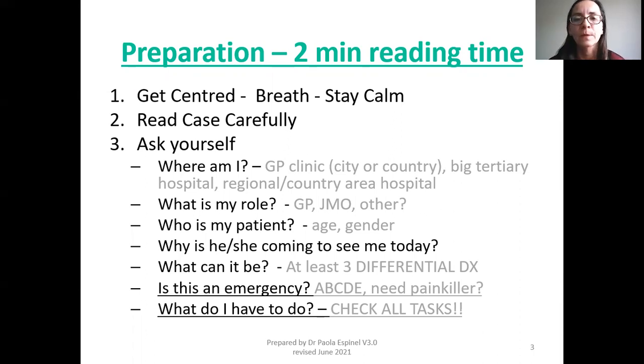So ask yourself, are you in the clinic, in a hospital, in an emergency department? What's the age and gender of the patient? That will straight away focus the history. And the same with the presenting complaint, you will direct your efforts to asking certain questions, and also in the examination, you will focus on getting corroboration of certain physical signs.